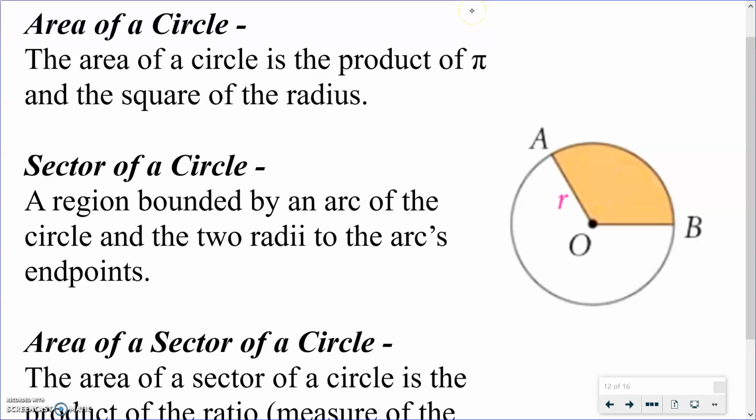All right, there's 3 definitions here. I'm just going to read through them real quick. The area of a circle is the product of pi and the square of the radius, or pi r squared.